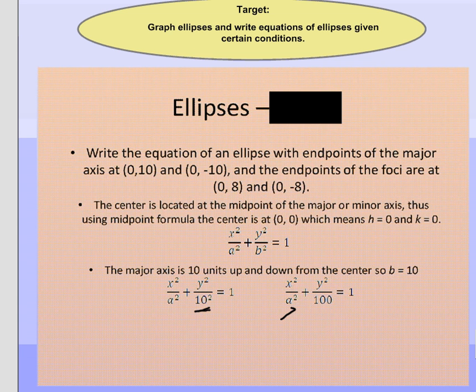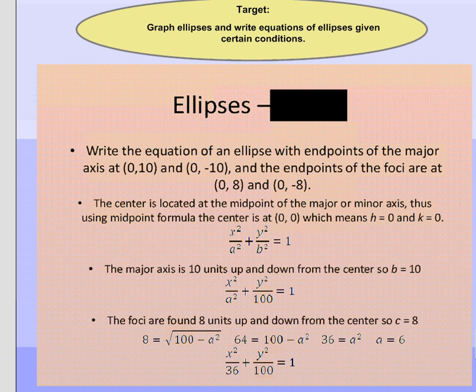So now we're here. All we need to do is find our a. That's where our foci come in. The foci are 8 units from the center, going up to 0, 8 and down to 0, negative 8. So we can use the c value of 8, which equals the square root of b squared minus a squared. And we can solve now for a squared, and you can see how that's being done. And the a value is 6. And then in your final equation, you always square that. It's a squared in your equation.